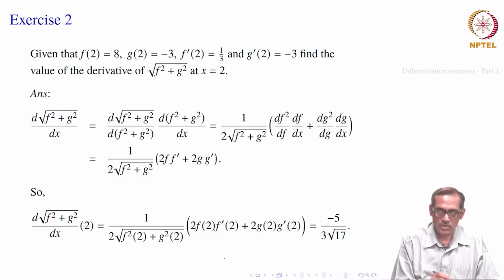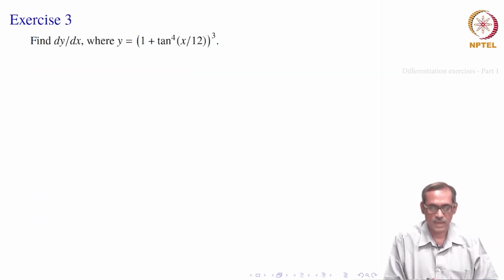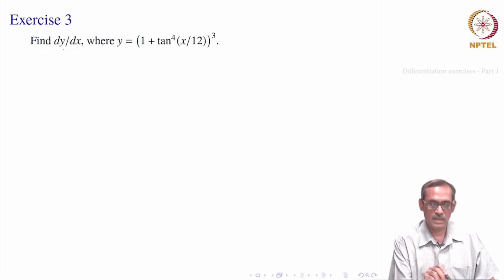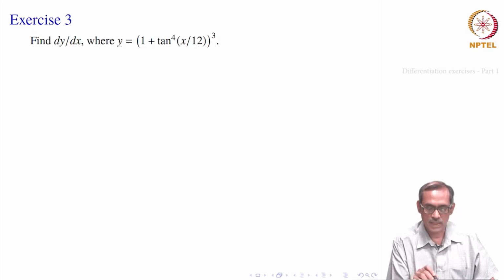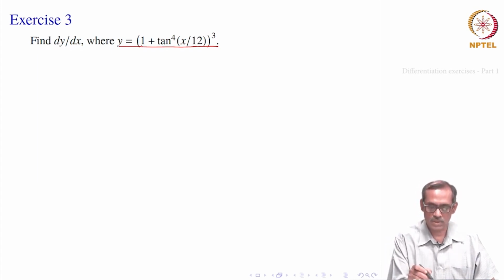Okay, so that is how we will be proceeding by using the chain rule. Let us go to the next problem, where we are given dy by dx. To find out dy by dx, given that y is equal to a function of x which is 1 plus tan fourth of x by 12 whole cubed. So, again as you see, it is a composition of many functions. So, once you differentiate, we have to differentiate the inside first, like z cubed with respect to z, then dz with respect to x, that will be 1 plus tan fourth x by 12.